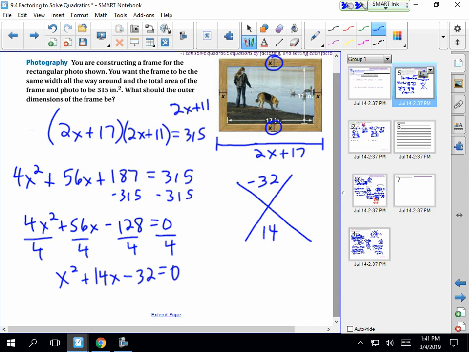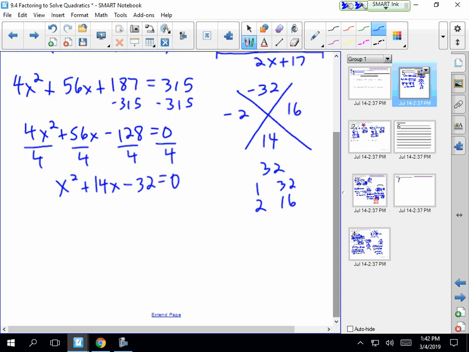Can you think of any factors of 32 that add to equal 14? 6 doesn't go into 32. Let's start writing them down here. 32 has 1 and 32, and then 2 and 16. So we got 2 and 16. Which one gets the negative? What about 16 and negative 2? How about 16 and negative 2? That'll work. So here's the deal.